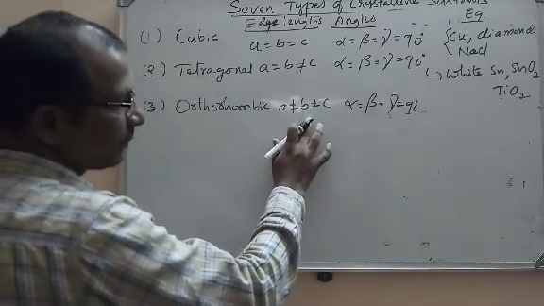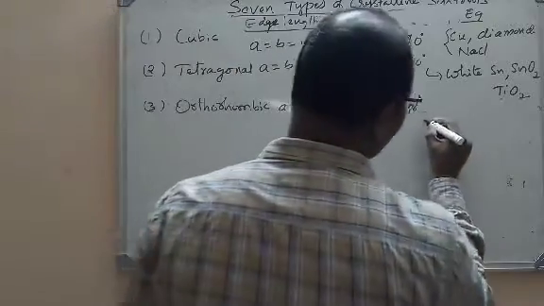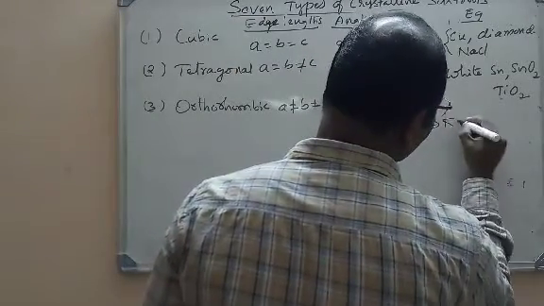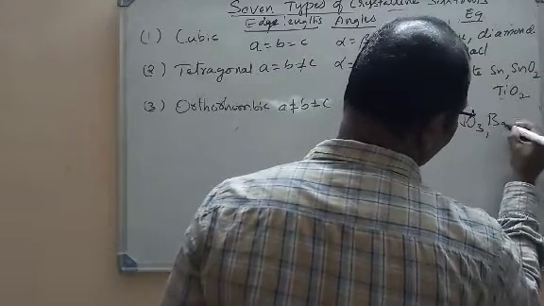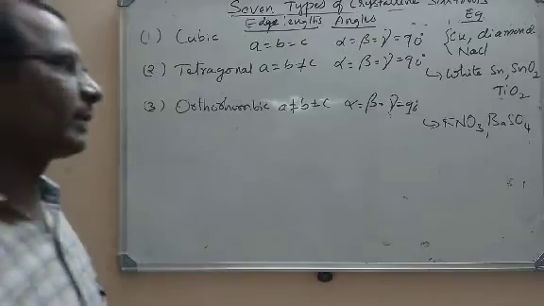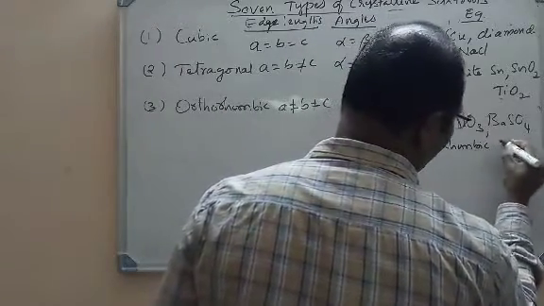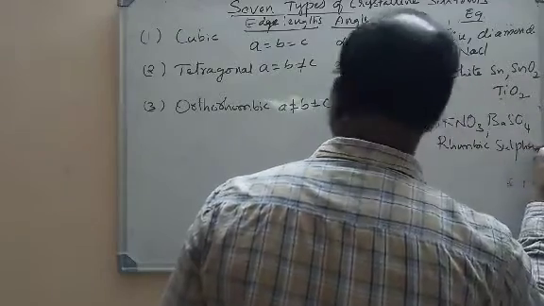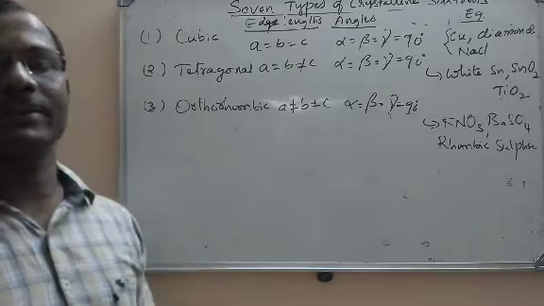A is not equal to B is not equal to C, it will become orthorhombic. Now for orthorhombic, you can take potassium nitrate as an orthorhombic system. You can take barium sulfate, or you can take rhombic sulfur. You know sulfur has allotropes. In it, rhombic sulfur is an example for orthorhombic crystal. But here how many types of lattice are possible in orthorhombic?